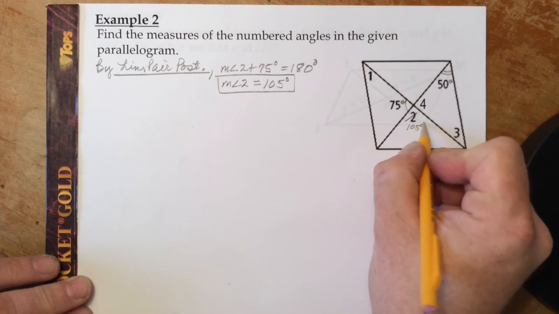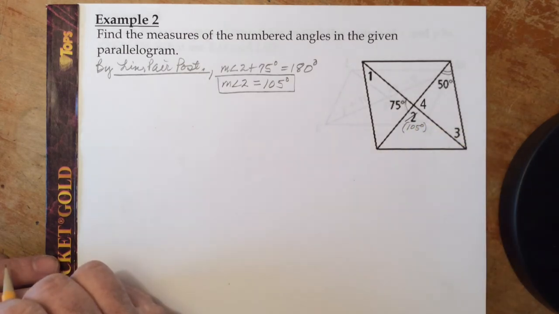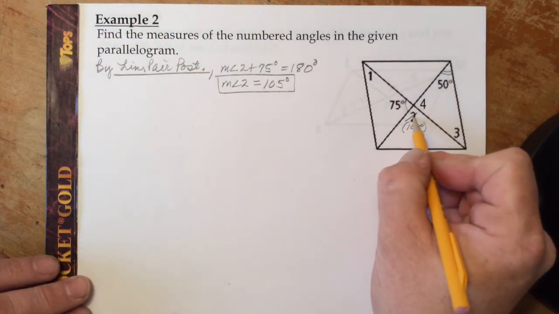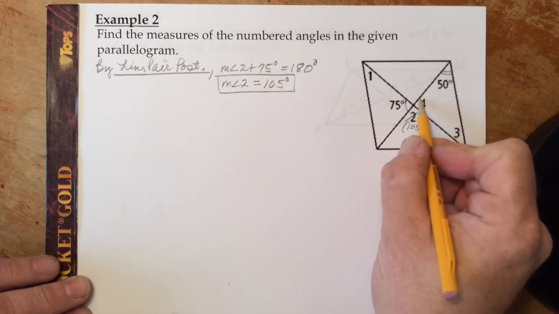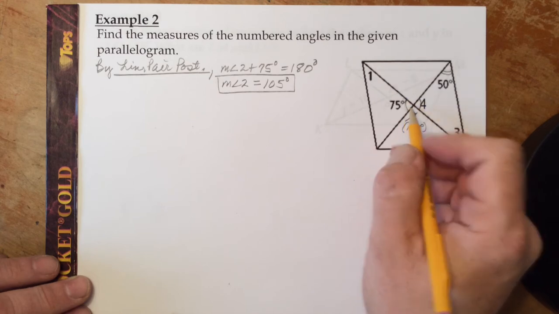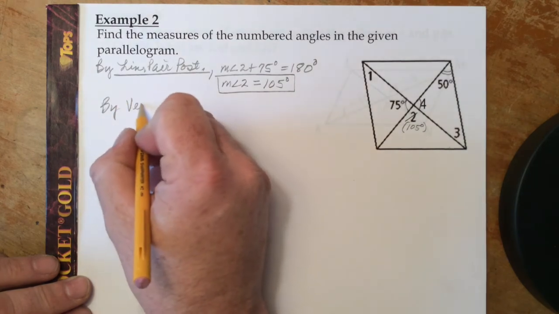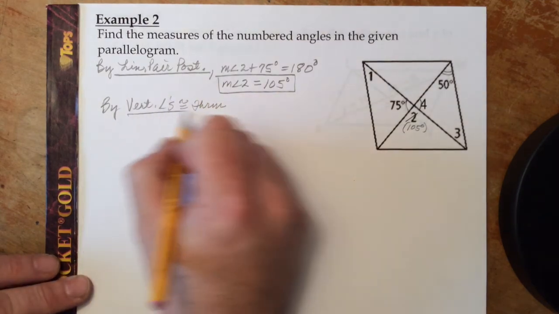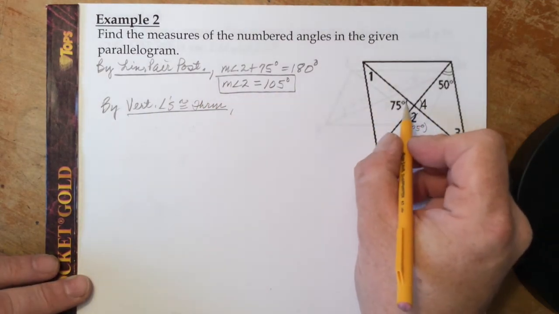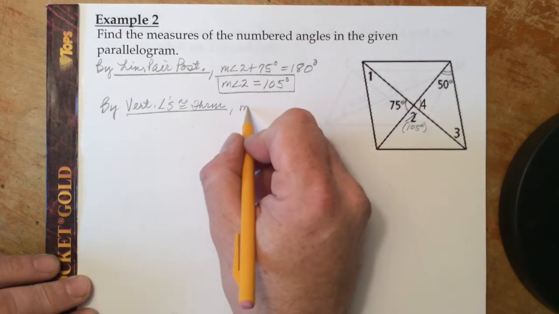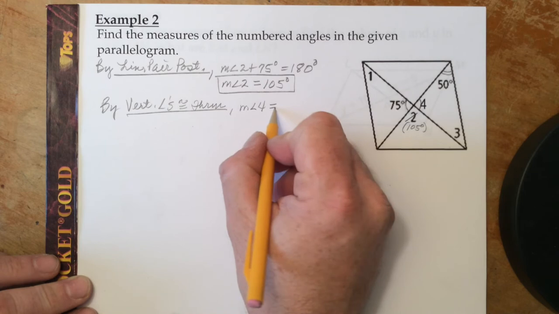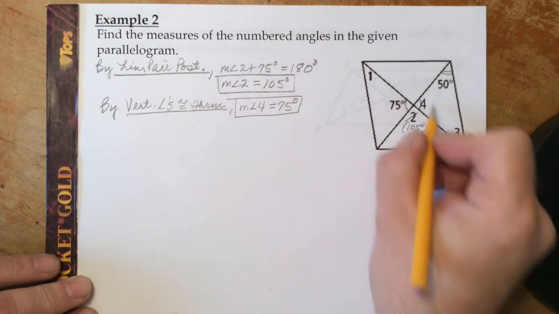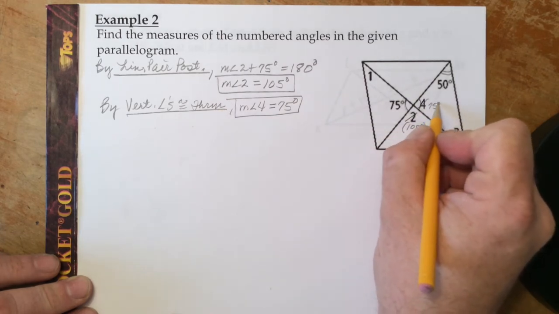Next, I'm going to focus in on angle 4. Now I could use another linear pair, but I'm going to use vertical angles here. Vertical angles are congruent. Vertical angles congruence theorem. So by the vertical angles congruence theorem, the measure of angle 4 is equal to this measure here, 75 degrees. So the measure of angle 4 is equal to 75 degrees since these two angles are congruent. Angle 4 is 75 degrees.